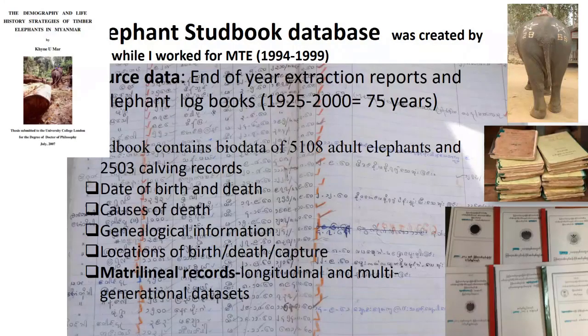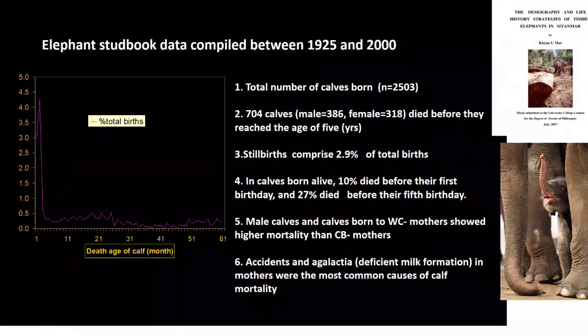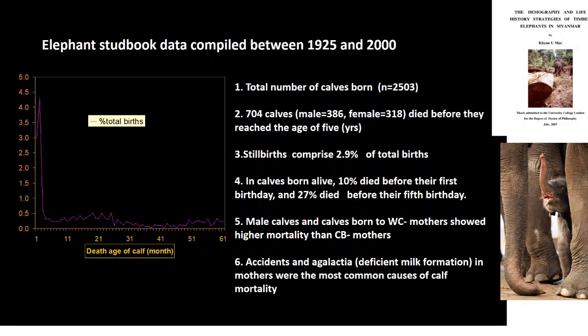So based on this studbook data, I did my PhD at University College London. I'm especially looking into demography and life history strategies. We want to know how the demography of Myanmar's captive elephant population changes over time. This is my main interest, the main topic of this PhD thesis. In that PhD study, the studbook data covers dates of entry between 1925 and the year 2000, when I started my PhD. This is the span of the studbook data.